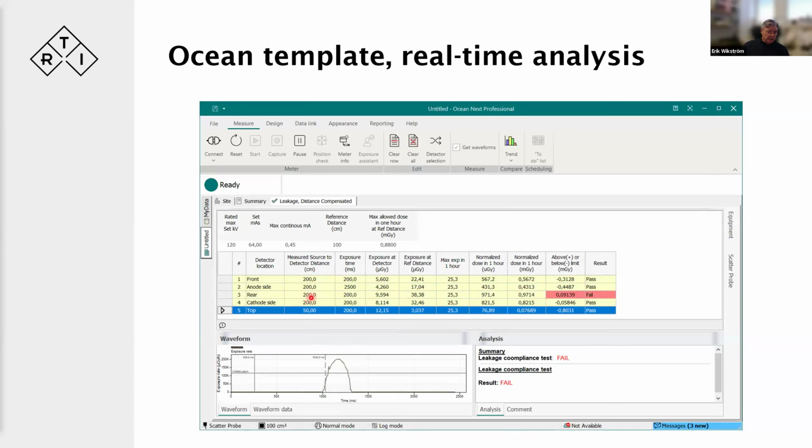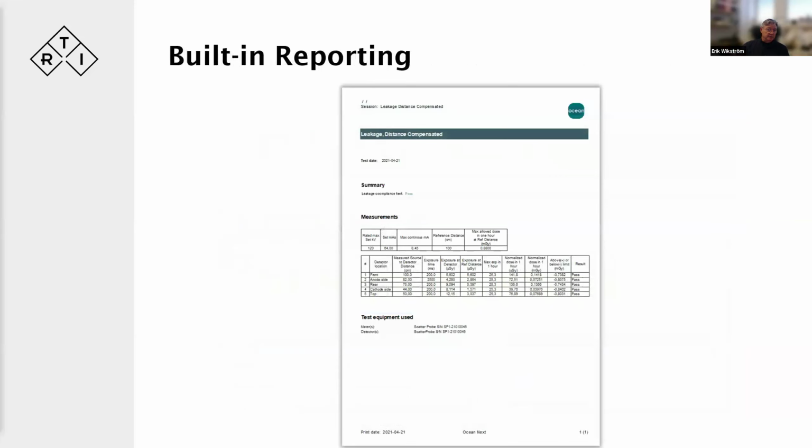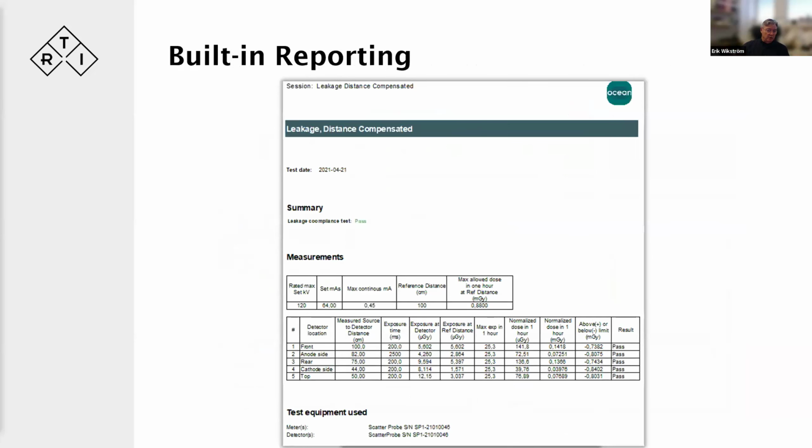So here you see that we're positioning at 2 meters, but we get a fail here. And why is that? Well, probably because that position was not at 2 meters, it was actually at 75 centimeters. So if we enter that value, after we used the tape measure, you can see that the calculations are redone and we get a pass and everything is fine. Once that is done, you can also produce a report with all the data for each position and serial number of the scatter probe for traceability.